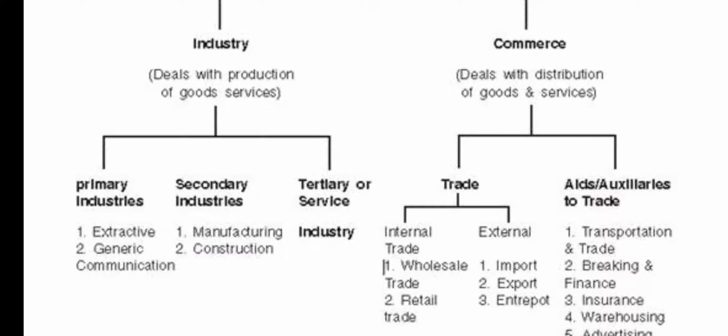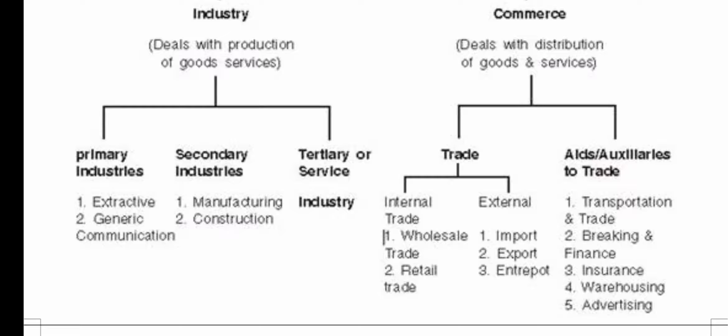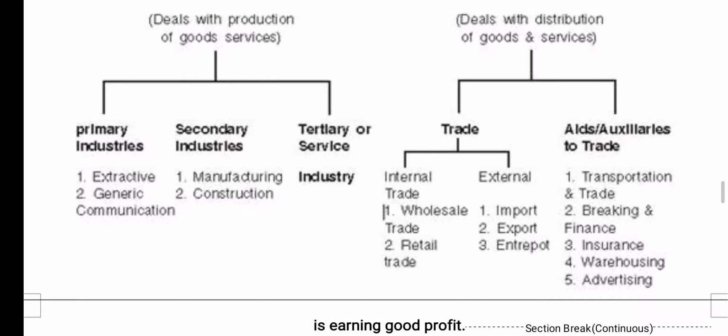Next, commerce is divided into mainly two: trade and aids to trade. Trade is further divided into two main parts: internal trade and external trade. Internal trade is related to wholesale trade and retail trade, and external trade is related to import, export and entrepot trade. Then aids to trade, with the help of which you can distribute goods and services to the customers, like transportation, finance, insurance, warehousing, advertising. These are a few parts which are aids to trade, which help the business in distributing goods and services to the customers. So this is what we have covered in today's class.